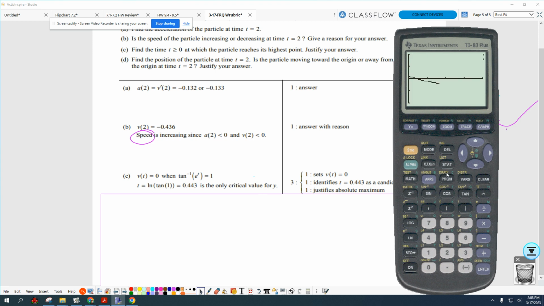So I changed my window to be 0 and bigger because I don't want to go backwards in time. They told me time was positive. Big cross right there. Second calc. Do I want intersect? Do I want maximum? What do I want? The 0.